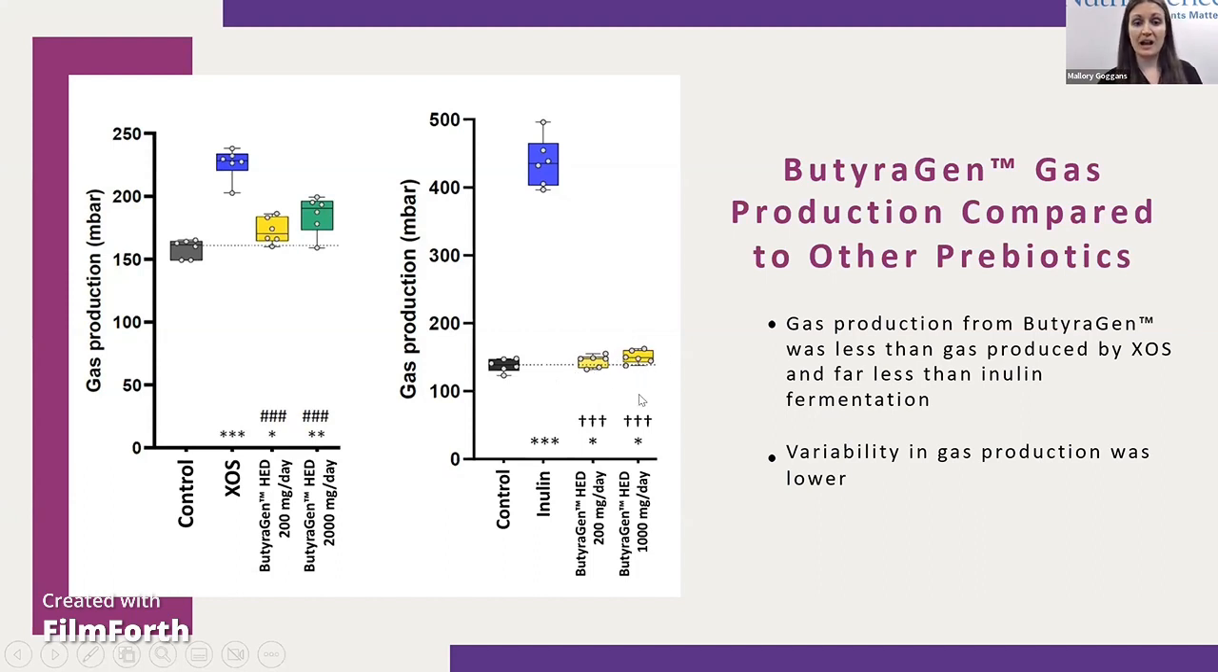Something interesting to point out is in these graphs, even when we increase the dose very much, there isn't much of a difference in the gas production response. So we don't see an incremental increase in gas production with increased dose. And that's because ButyraGen doesn't produce much gas in the first place.